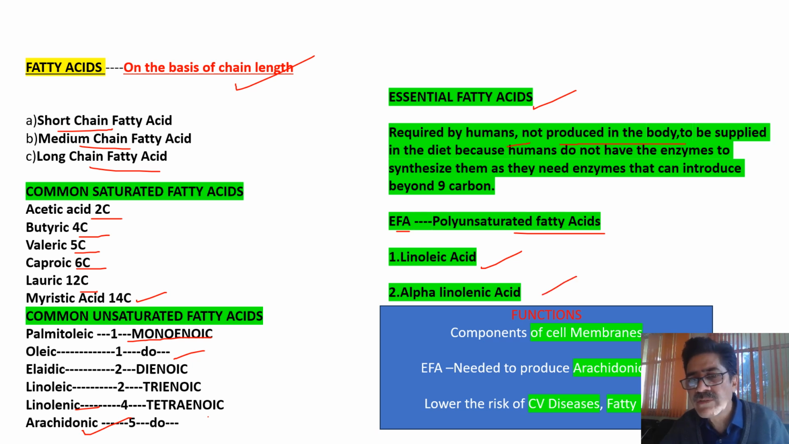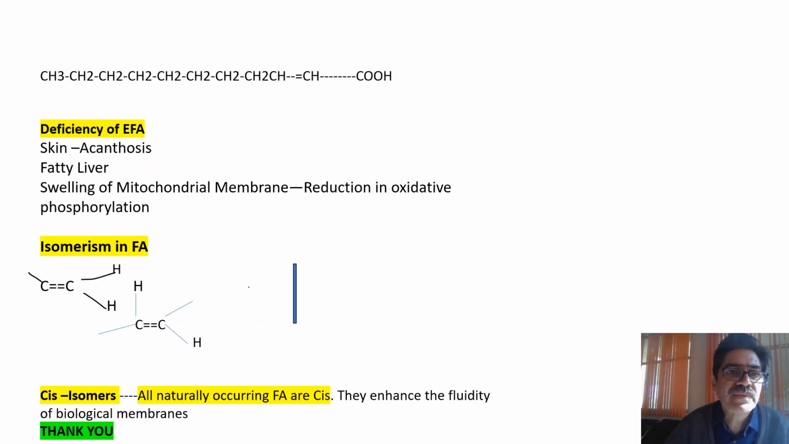Now they have important functions also. They are components of cell membranes. They are needed to produce arachidonic acid. They lower the risk of cardiovascular disease and fatty liver. So obviously deficiency of essential fatty acids will lead to skin issues, acanthosis. It can lead to fatty liver issues. It can cause swelling of the mitochondrial membrane, which will hinder oxidative phosphorylation.